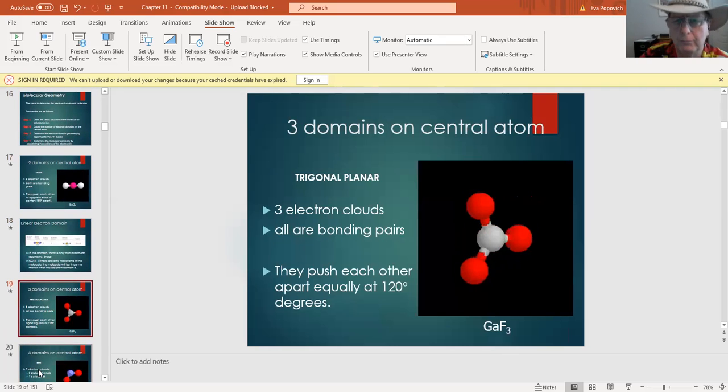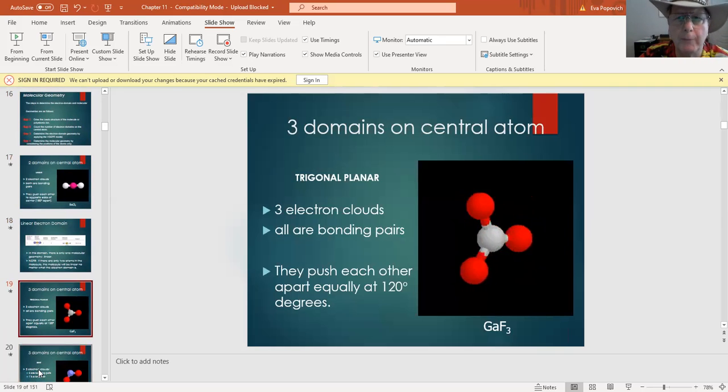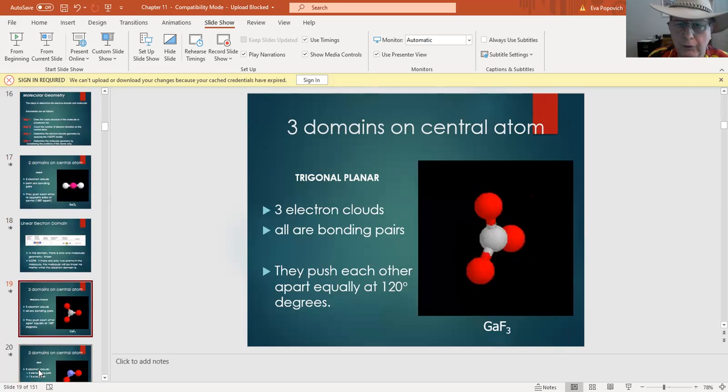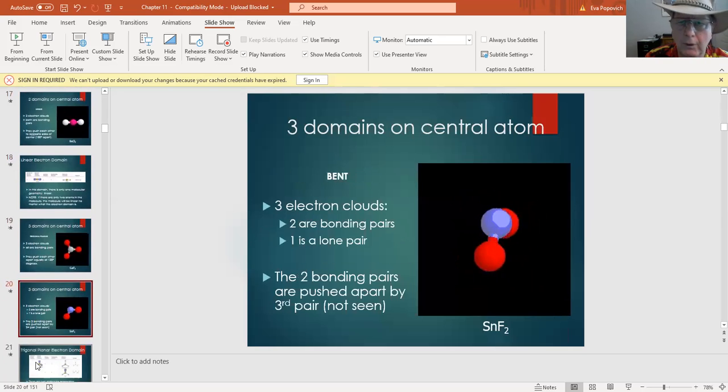3 domains, 3 electron clouds. That means the electron geometry is dictated to be trigonal planar. The bond angles are 120 degrees from one another. I make one of those atoms into a lone pair. That lone pair has made the molecular geometry into a bent one. 2 are bonding pairs, 1 is a lone pair.